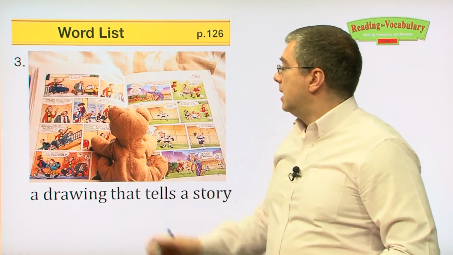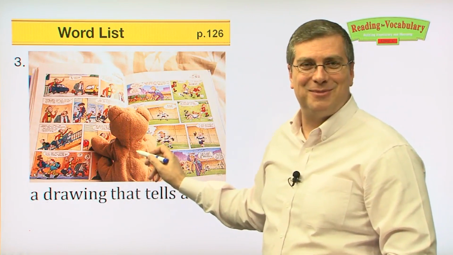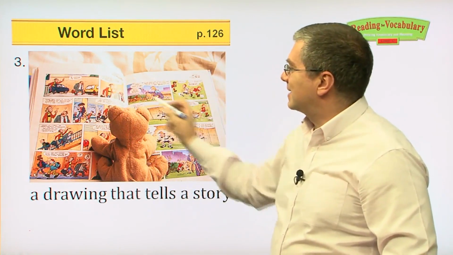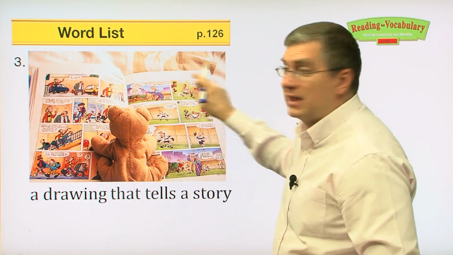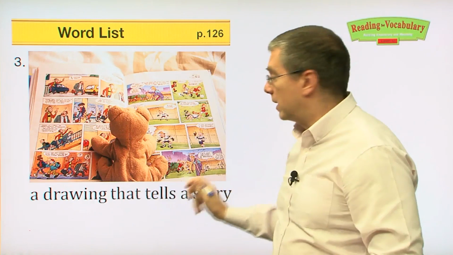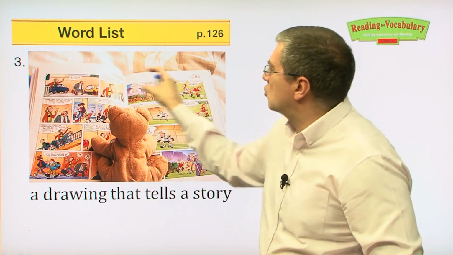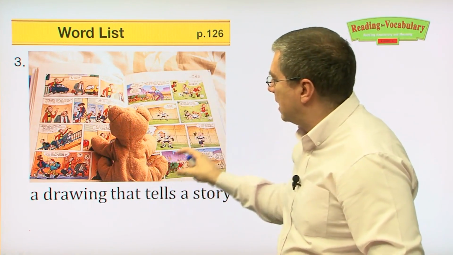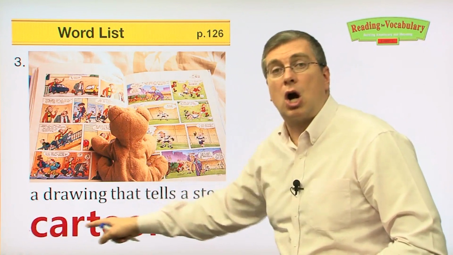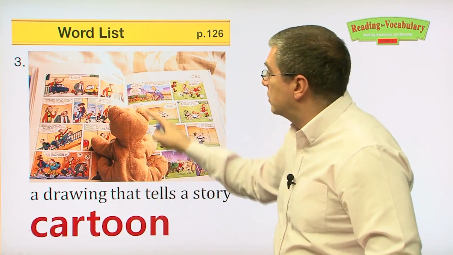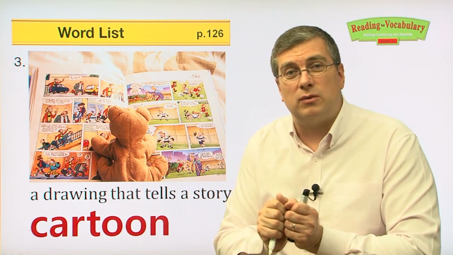Okay, next one. Aha, you like this type of book, right? Can Teddy Bear read? Maybe, but you probably like this type of book. This is a drawing that tells a story, or many drawings in a series that tell a story. It can be one drawing, right? Or usually in a book, it's many drawings that are connected and they tell a story. We have a special name for this. We call it a cartoon. This is a cartoon, especially if in the newspaper we say, let's look at the cartoons.